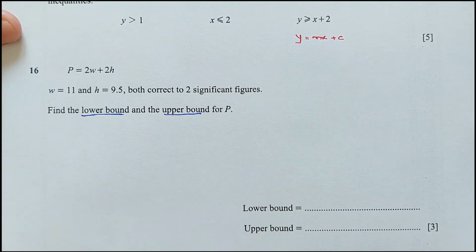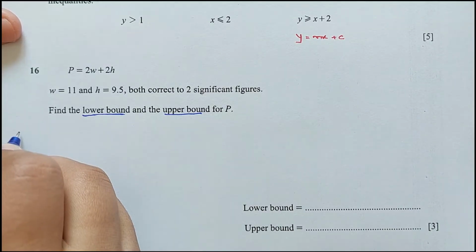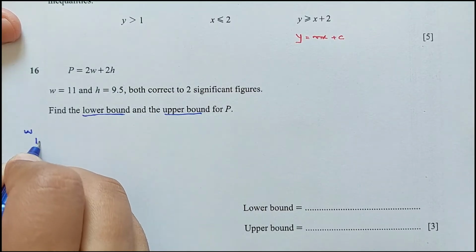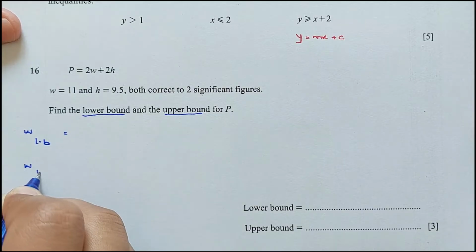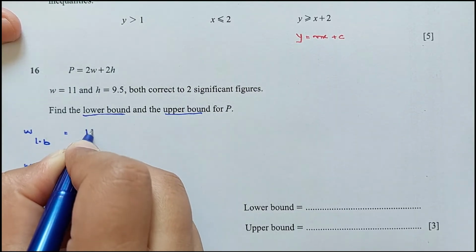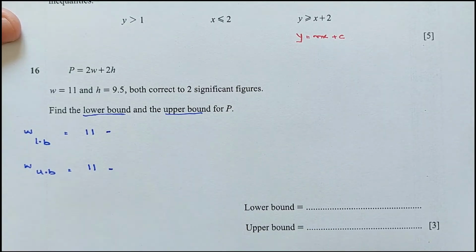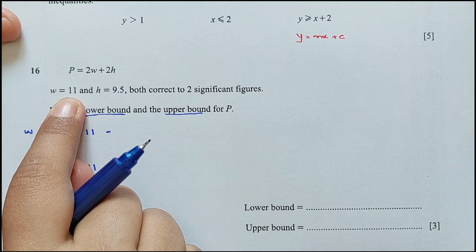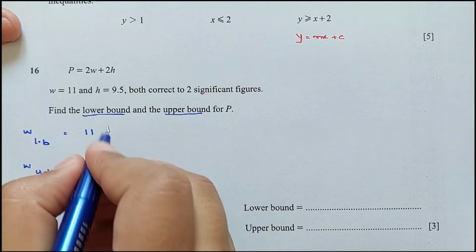So first, let me find out the lower and upper bounds. First, we have to work on W, the lower bound and the upper bound. W is 11, and we know that for the lower bound, we have to subtract. The degree of accuracy here: 11 is a whole number, so it is just 1 by 5.